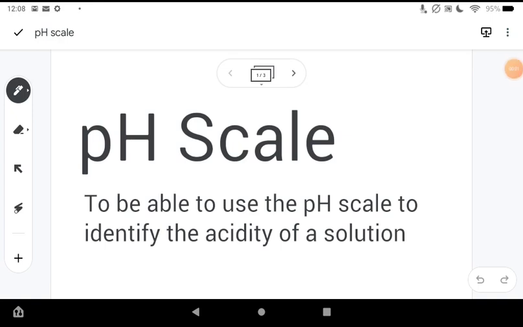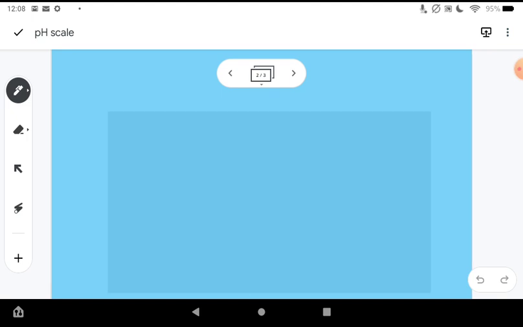We're having a look at the pH scale here, which is something you'll be familiar with from sort of year 7. It's a very, very simple concept, but we're going to go a little bit deeper. We're going to have a look at some quite complicated maths. You don't need to know the formulas, but you do need to understand where they come from. So let's have a look.